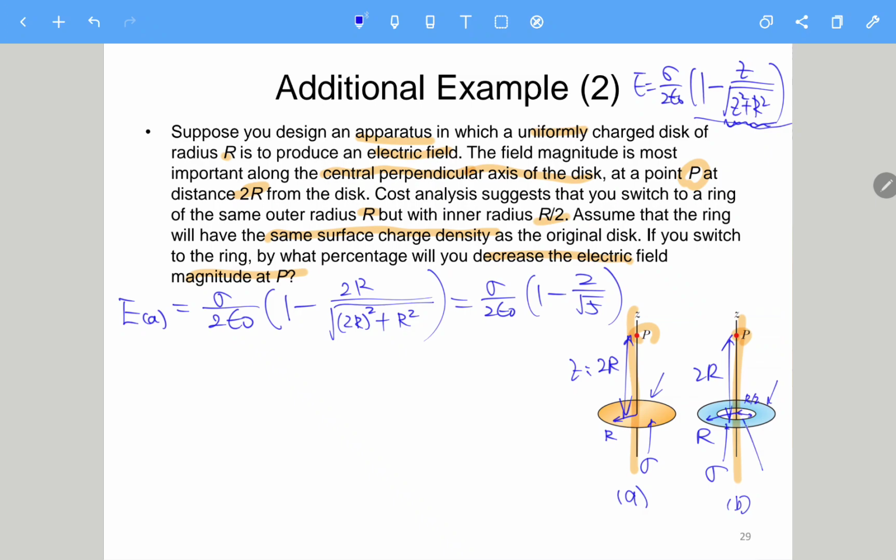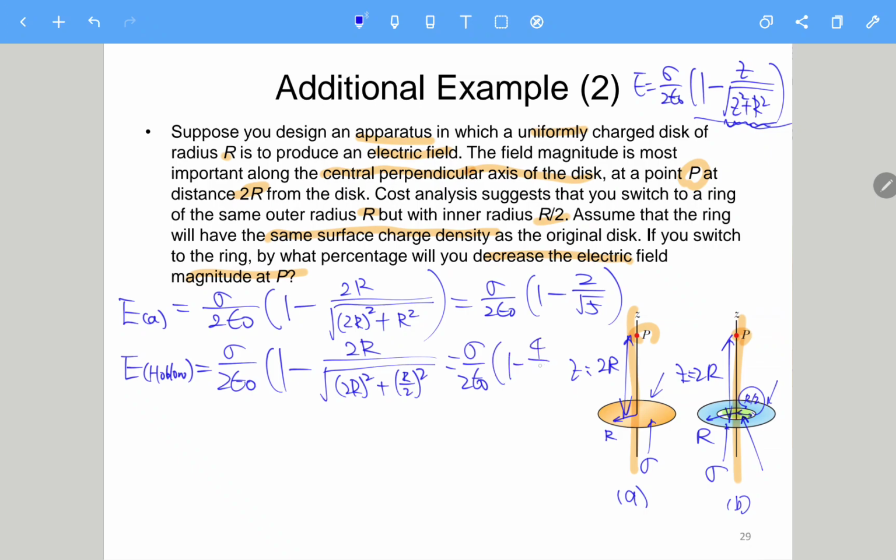And then for the second case, rather than calculating the ring, we calculate the inner part. We can calculate the E field generated by the inner part, and then we subtract it. Then it will be the value generated by the ring. Okay, so here we try to calculate E hollow, the hollow part. It will be sigma over 2 epsilon naught, and then 1 minus, still Z equals 2R, so we have 2R here, we have also 2R here, but for the hollow part the radius is only R over 2, so we have (R over 2) square. So this value is sigma over 2 epsilon naught, and then 1 minus 4 over square root of 17. Okay, so this is just some algebraic calculation.